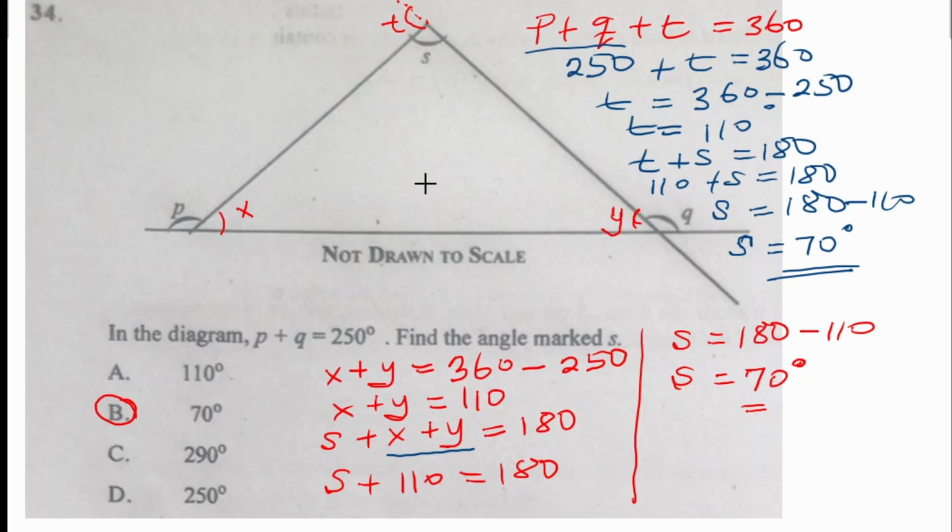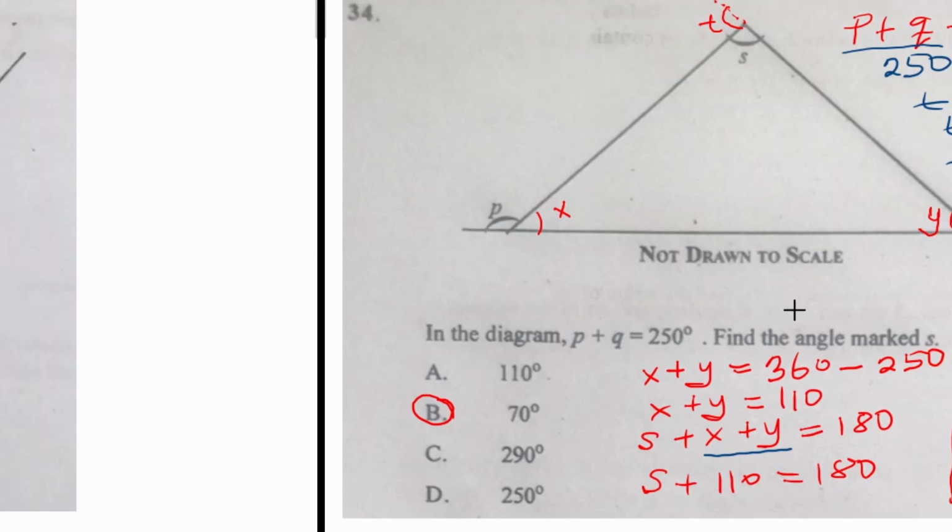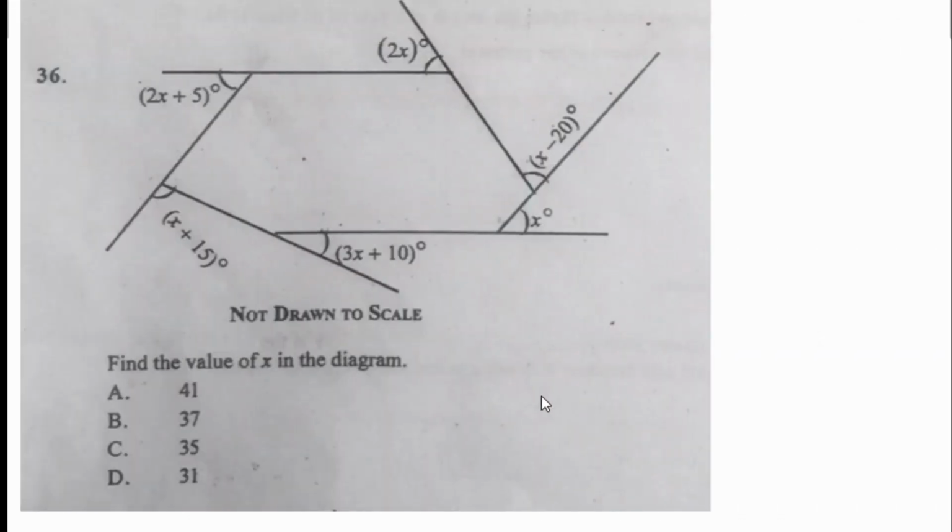And now we move on to the last question for this study. Question 36 also has a diagram that is not drawn to scale, and the question is simple: find the value of x in the diagram. So we're just going to use an idea which I said in the previous question, the sum of exterior angles of a polygon, which is 360 degrees. The diagram just has only exterior angles shown. So we're going to put all these 6 exterior angles together, equate it to 360, and solve for x. That's just what we'll be doing.